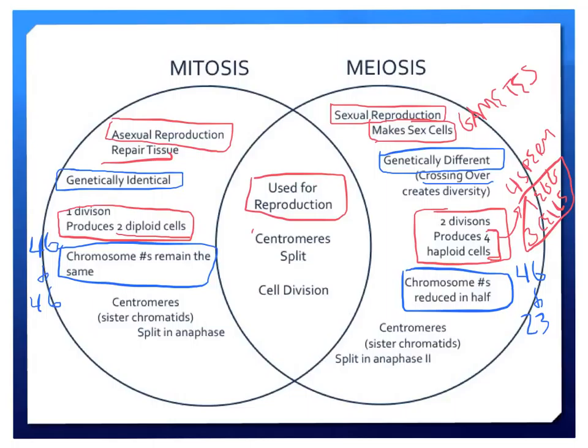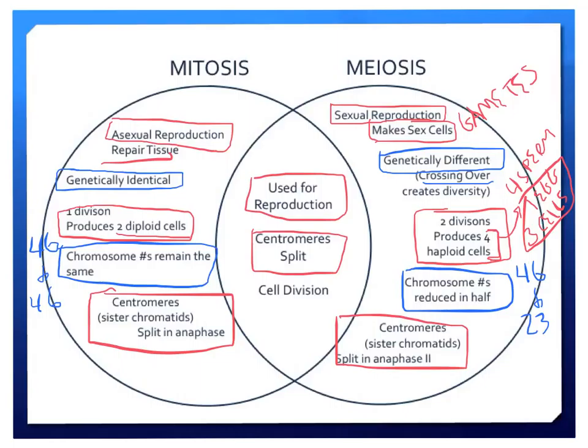In both processes, the centromeres split, which means your sister chromatids split. In mitosis, that happens during anaphase, and in meiosis, that split is in anaphase 2, because in anaphase 1, that is when your homologous pairs separate. So those are some of the highlighted similarities and differences between meiosis and mitosis.